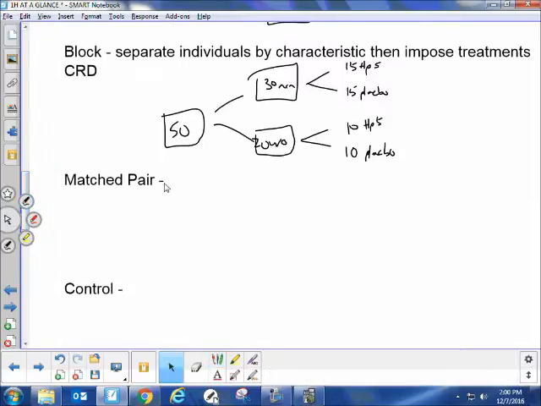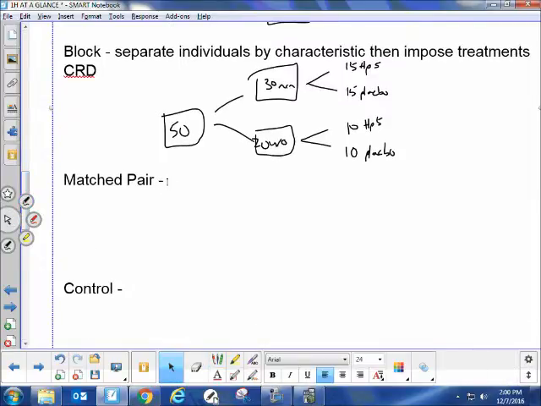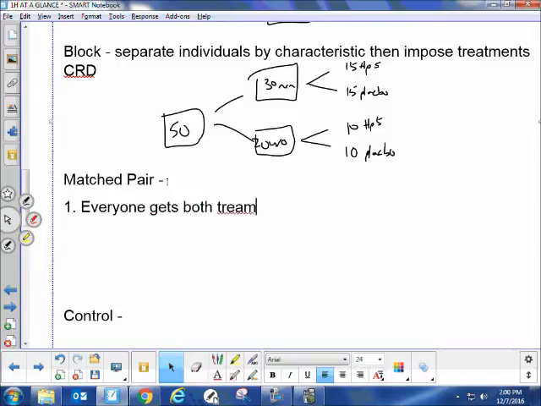We also have matched pair. Matched pair, there's two different types of matched pair. First different type of matched pair is everybody gets both treatments. Everyone gets both treatments. So that means for 1 week, we would get the drug. The other week, we wouldn't get the drug, and we'd compare how we did on the drug versus how we did off the drug. We'd randomly assign who gets the drug first and who didn't get the drug first. That way it's not everybody getting the drug first and everybody not getting the drug second.